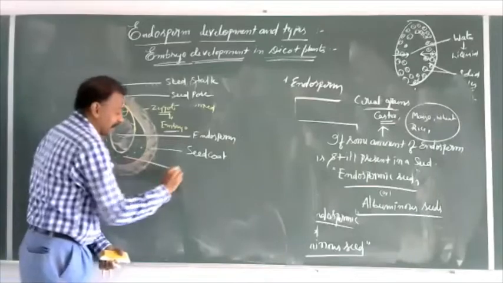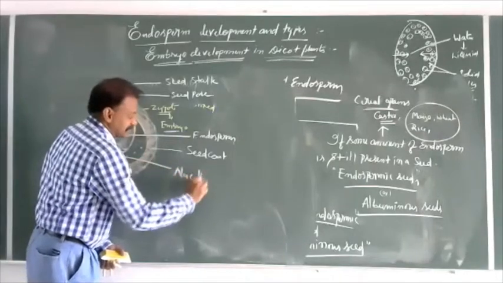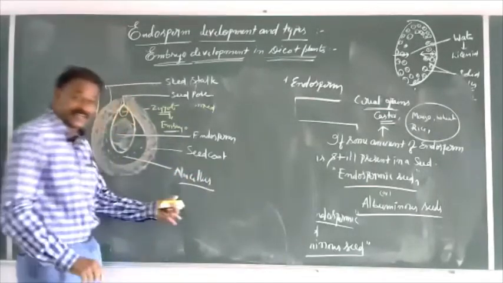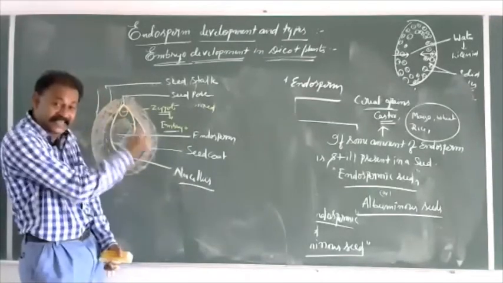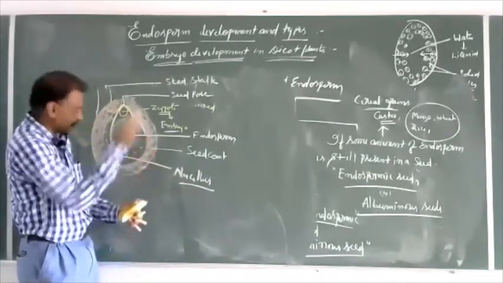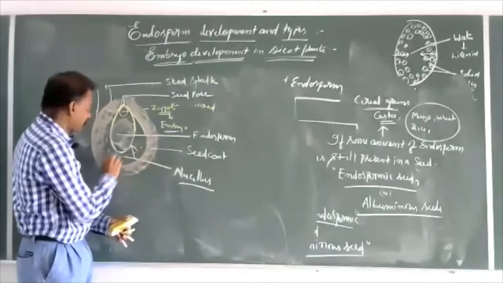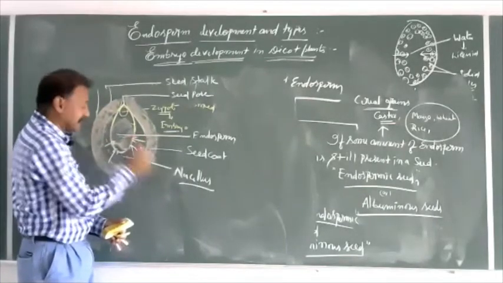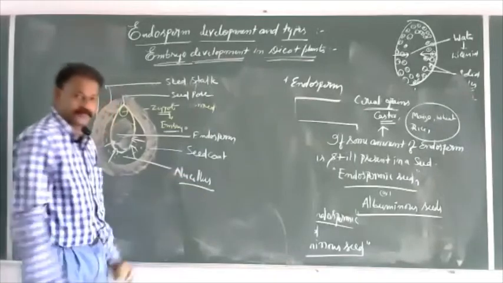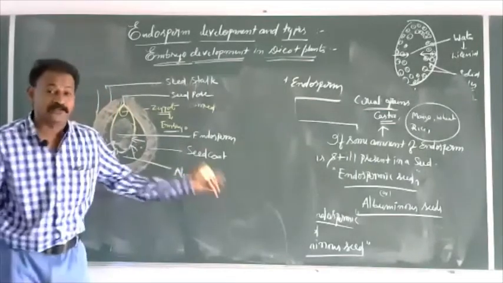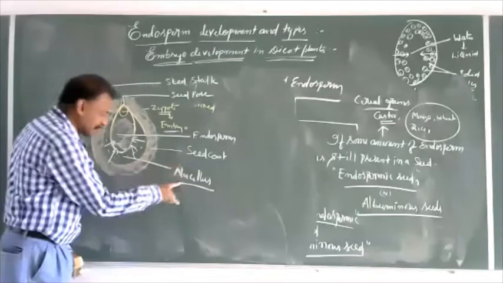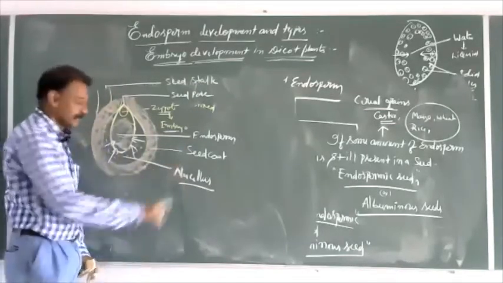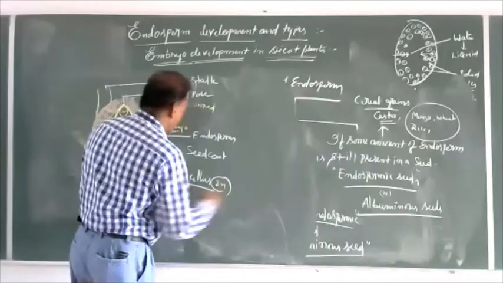Now, in this ovule, in the beginning, what is present here? In the beginning, it was nucellus. Generally, the nucellus is used up for the development of the embryo sac, supplying the food, and is used up slowly, completely in most cases. In some cases, nucellus is still present. Nucellus is a diploid tissue.